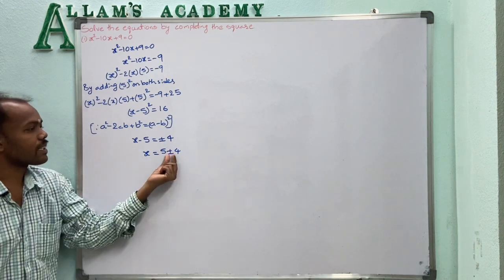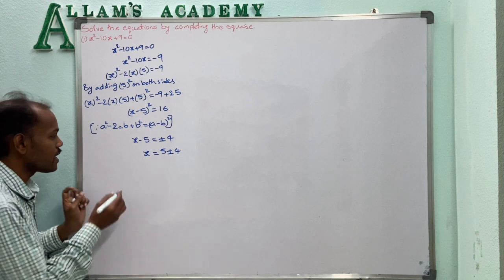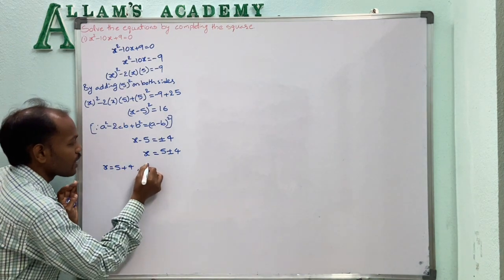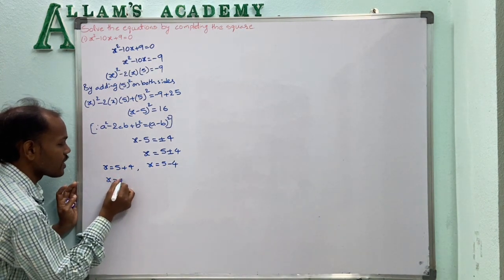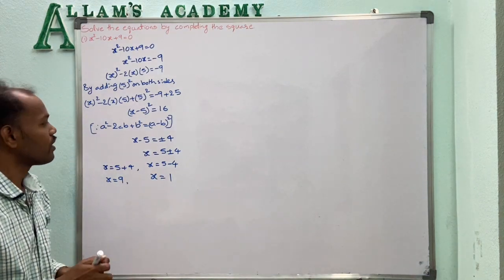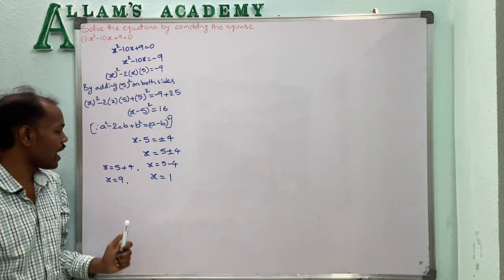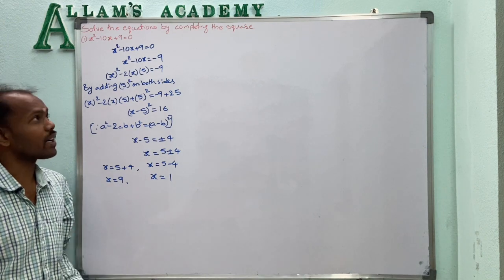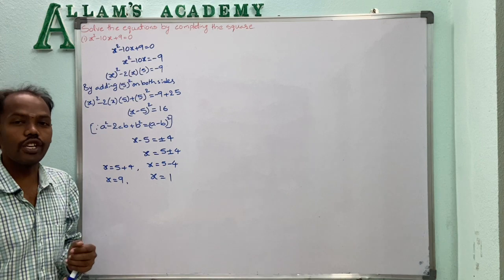That means this 4 can be taken as plus 4, otherwise minus 4. So x equal to 5 plus 4, otherwise 5 minus 4. If x equal to 5 plus 4, then x equal to 9. If x equal to 5 minus 4, x equal to 1. So the roots of x square minus 10x plus 9 are 9 and 1. These are the zeros of the quadratic equation x square minus 10x plus 9 equal to 0.